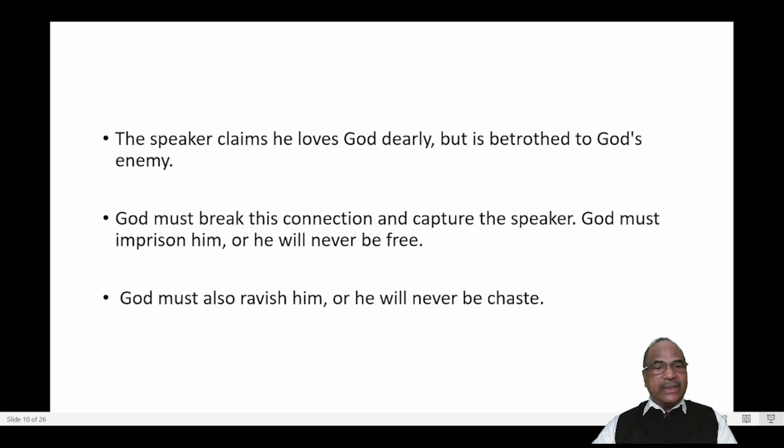Then God must also ravish him. Ravish means a forced sexual relationship. So God must also ravish him or he never will be chaste. So this is a sexual paradox. Okay.